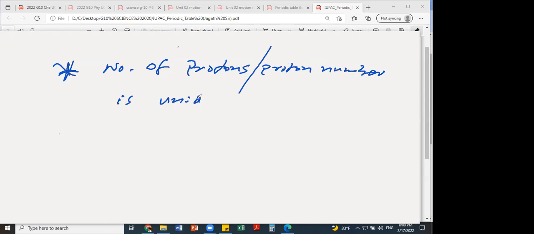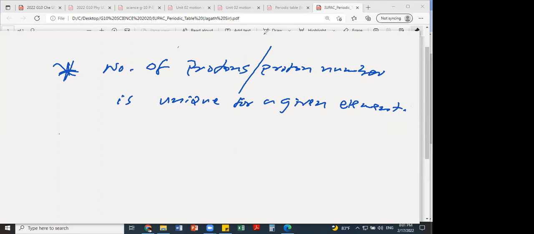Unique for a given element. It's like an NIC, unique. For a given element. Therefore, it is used for the identity of the element. Therefore it is called a unique number.